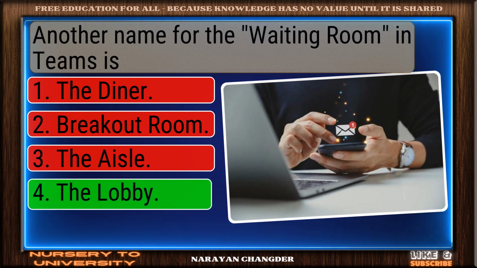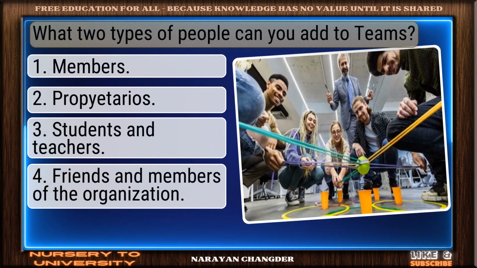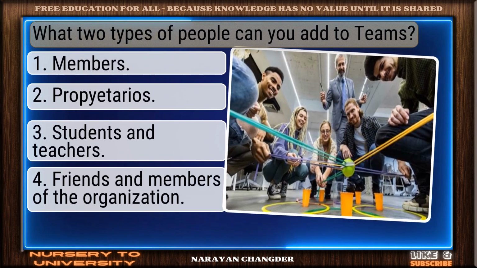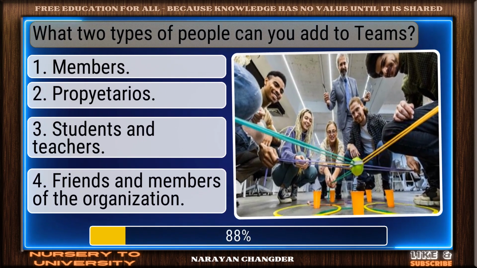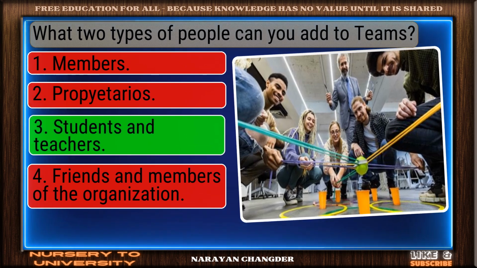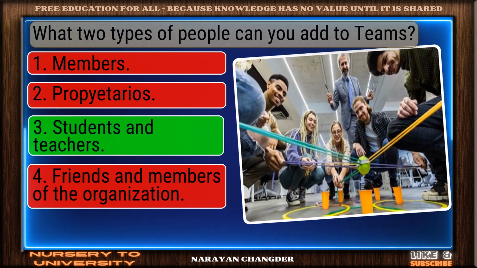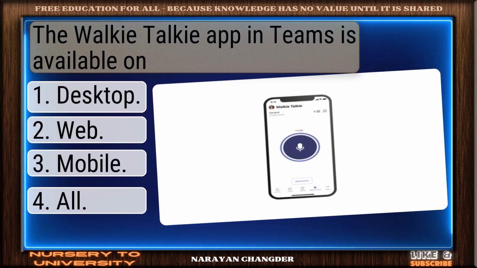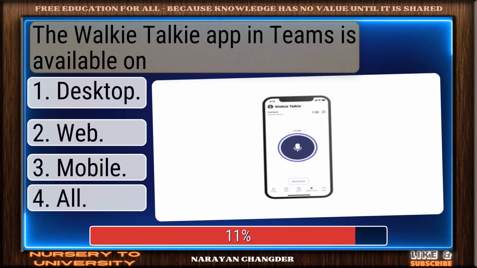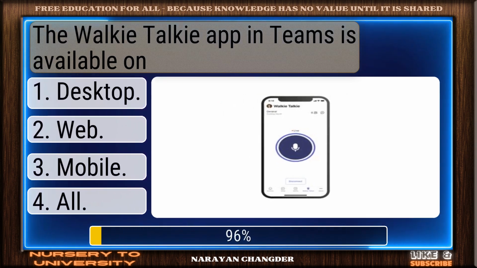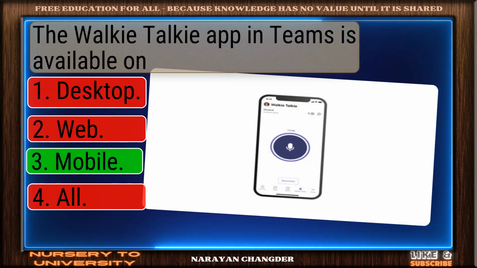Good job. Your answer, the lobby, works well here. Question number 26. What two types of people can you add to Teams? You're right. Students and teachers is the correct answer. Question number 27. The walkie-talkie app in Teams is available on? Correct response. Mobile is the most accurate answer.